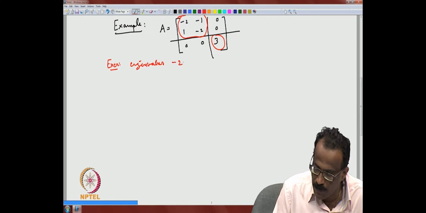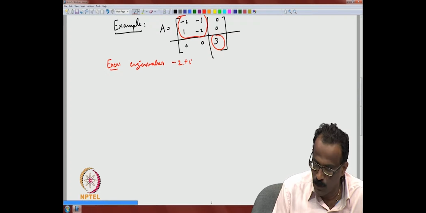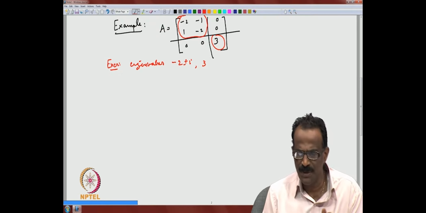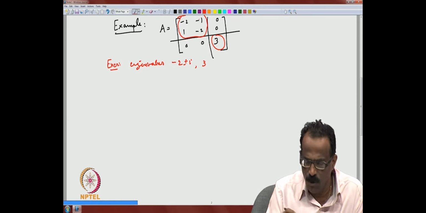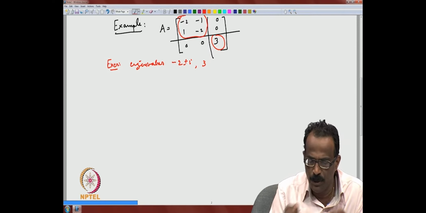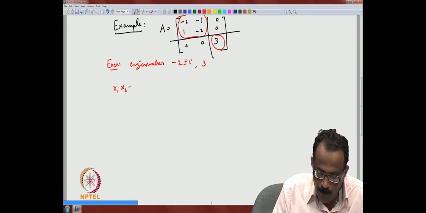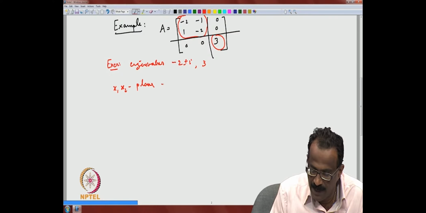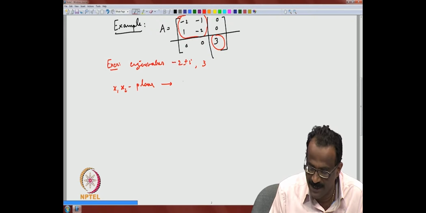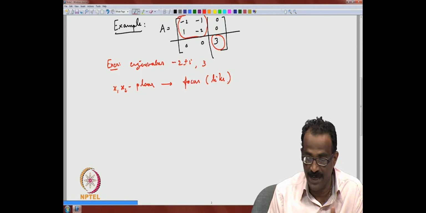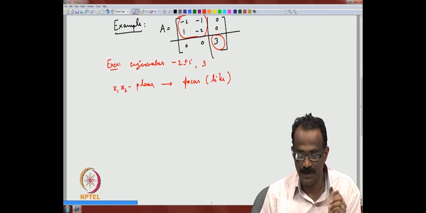Eigenvalues are minus 2 plus i, of course minus 2 minus i, and 3. You have these eigenvalues. So what you do is that you have already seen this one, this is already in a decoupled form. So, 2 by 2 system, the x1, x2 plane, here it's like a focus. You have to see that I do not classify it just as a focus if you take only the x1, x2 plane and other things, you have to see that one.